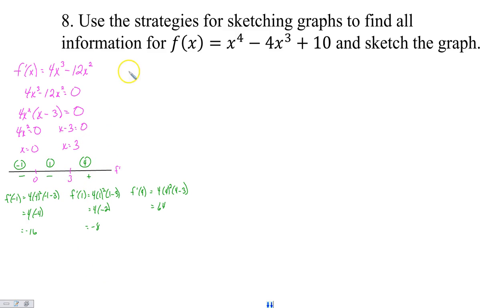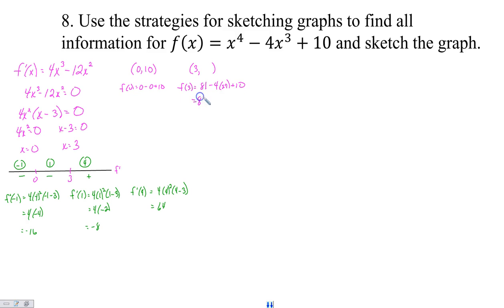So let's talk about these points real quick. Like I said, you can actually find these points anytime you want to. At 0, when we plug 0 in for x, we're going to have 0 minus 0 plus 10. So I'm going to have the point (0, 10). We think this is going to be a point of inflection. It is most assuredly not going to be an extrema. So the next one is what happens when we plug 3 in. And so when we plug 3 in, f of 3, see if we can do some math here. This is going to be 81 minus 4 times 27 plus 10.